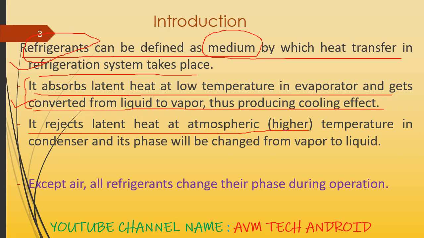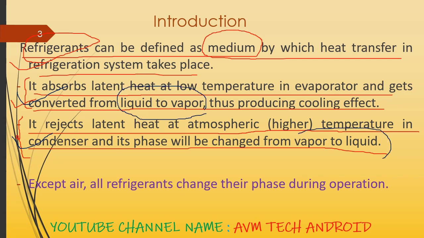Refrigerant rejects the latent heat at atmospheric or at higher temperature in the condenser, and its phase will change from vapor to liquid. So this line is talking about the process that is observed in the condenser of the simple VCR cycle. So whether we are talking about the evaporator or the condenser, in both cases heat exchange is observed, and when heat exchange is observed, the phase change is also observed, liquid to vapor or vapor to liquid. Again, as you know, we had discussed the refrigerant in the simple VCR cycle or in the domestic refrigerator. Condenser and evaporator are heat exchangers, and in the 5th semester in the heat transfer subject you learn about heat exchangers in detail. The links are also available in the description box if you want to go into detail about heat exchangers.